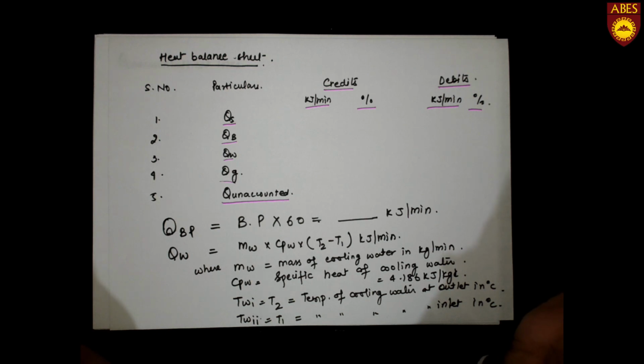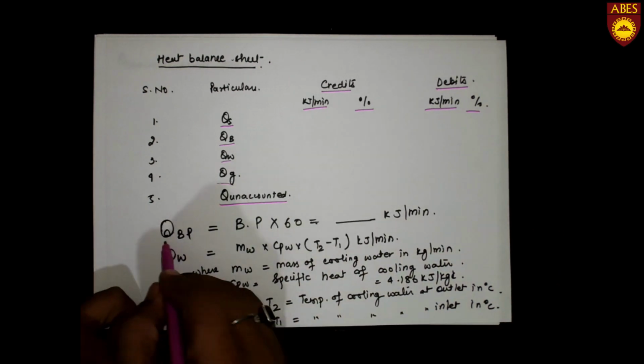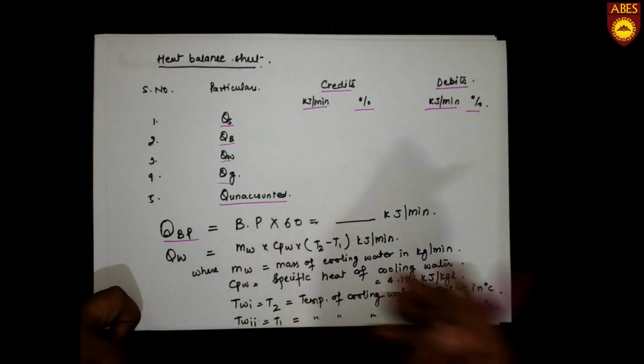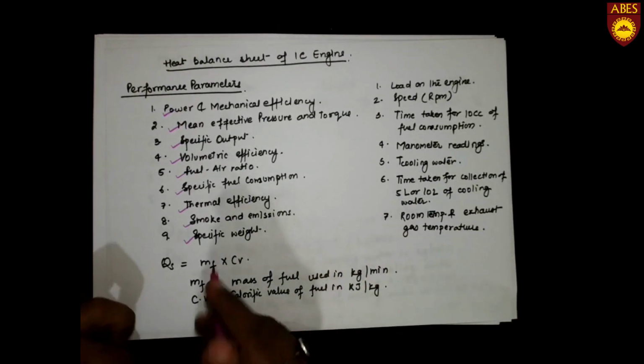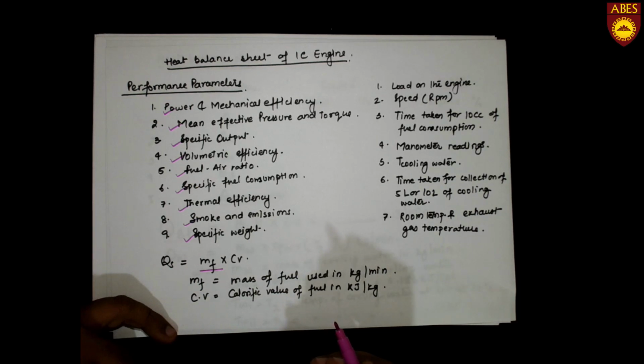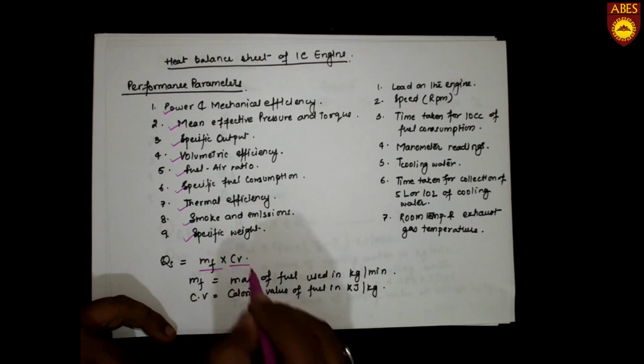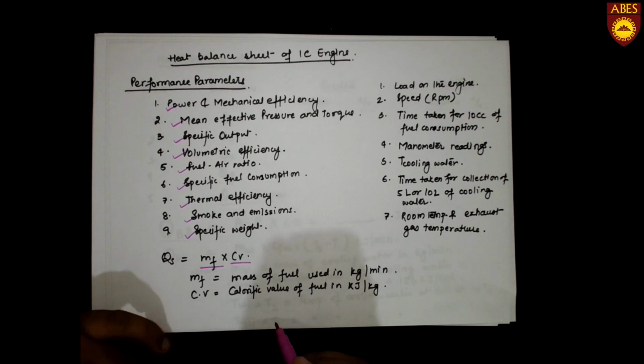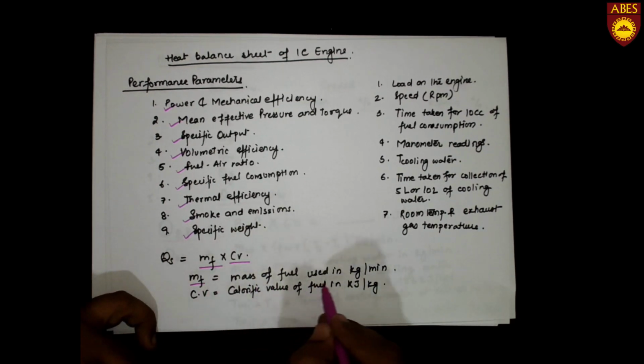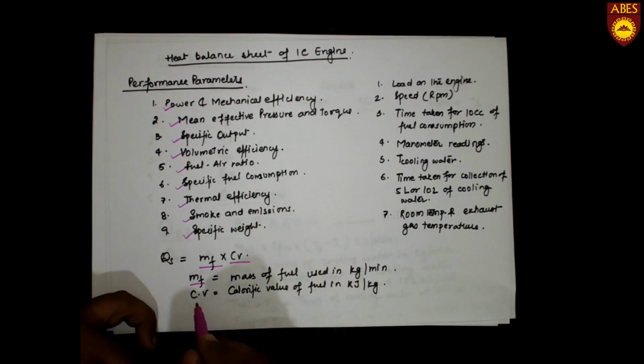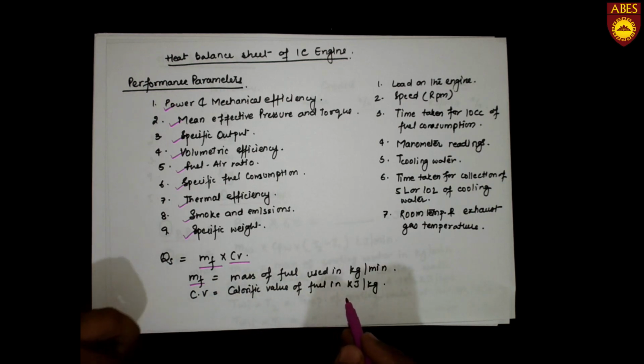As far as this heat balance sheet is concerned, the heat supplied to the engine is only in the form of fuel, and that heat is equal to the mass of fuel used inside the engine times the calorific value of that fuel. That is, mf equals the mass of fuel used in kilogram per minute, and CV equals the calorific value of the fuel in kilojoule per kilogram. So this is the actual amount of heat generated inside the engine by the fuel.